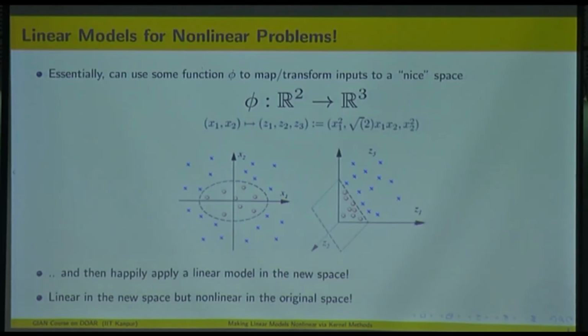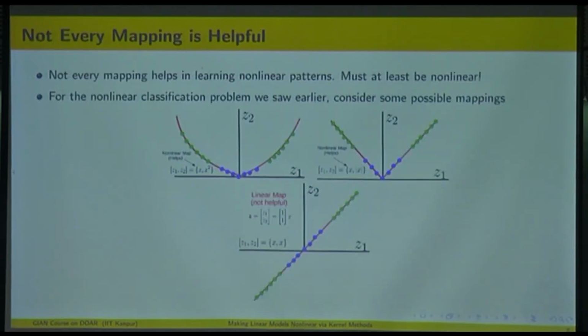Now, I talked about a certain mapping. I'm saying that if we can have a mapping phi, then the problem will become easier. We will be able to apply the linear models. And it seems like a higher dimensional mapping will be very useful here. But it turns out that not every mapping is useful. I'll give you some examples here.